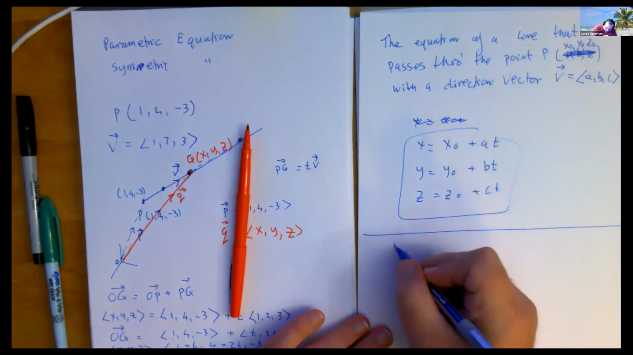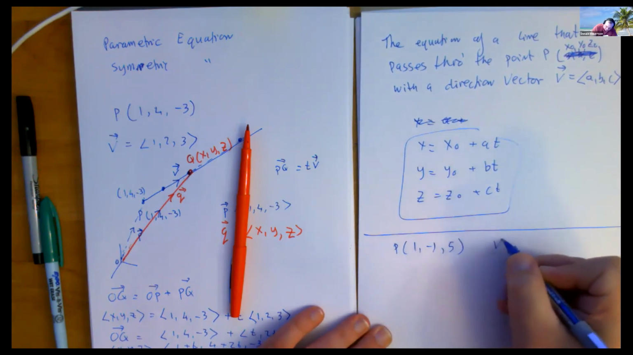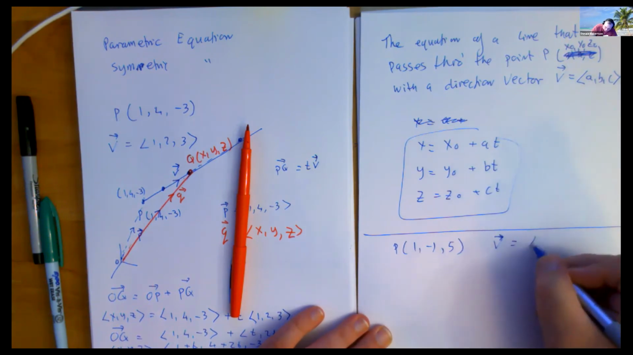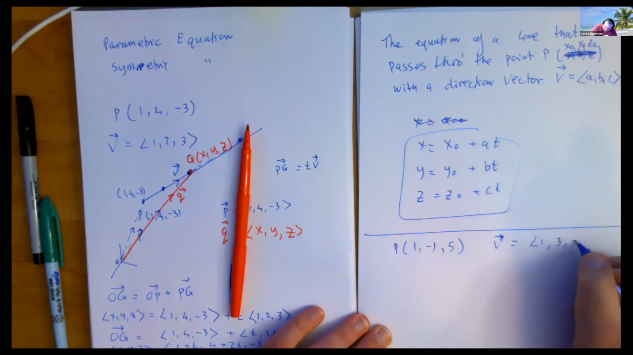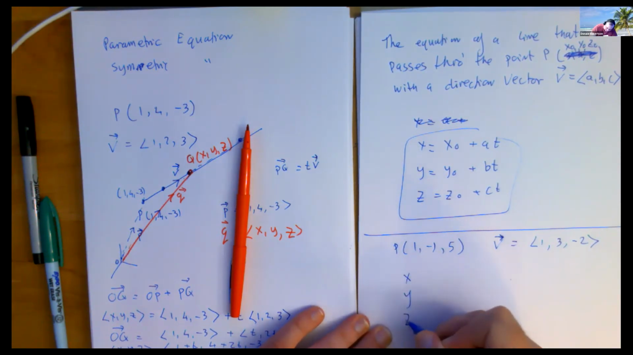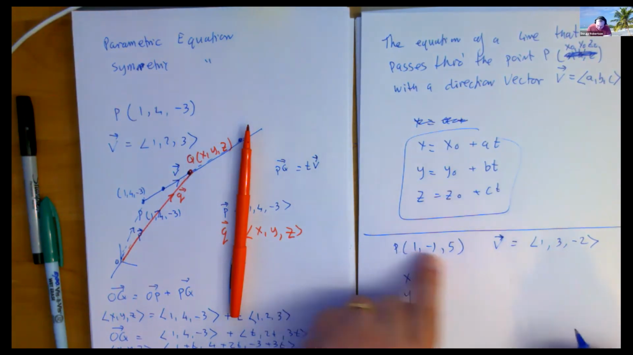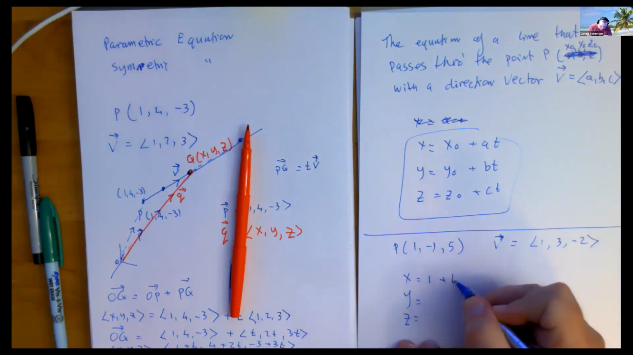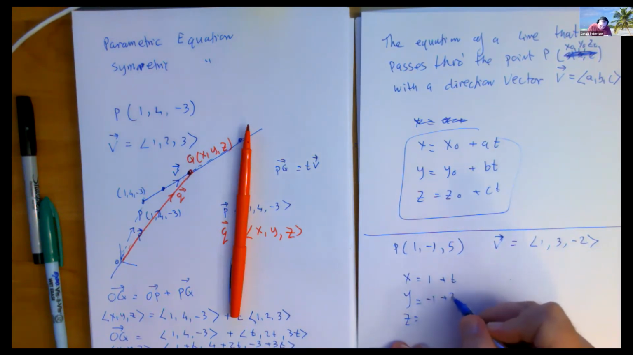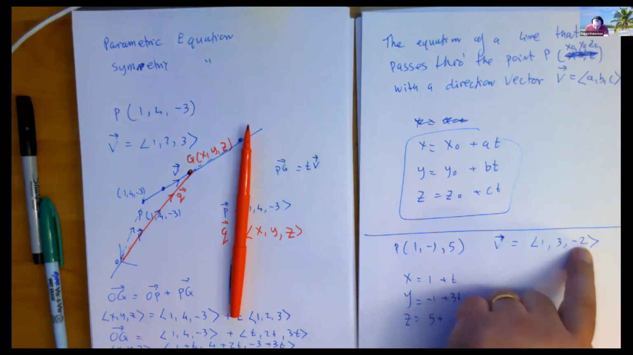Okay, let's put one into practice. Suppose P was 1, -1, 5. Suppose the direction of the vector that represents the direction of that line was 1, 3, -2. Then the equation of this line would be as follows. 1 plus 1t. -1 plus 3t. 5 minus 2t.